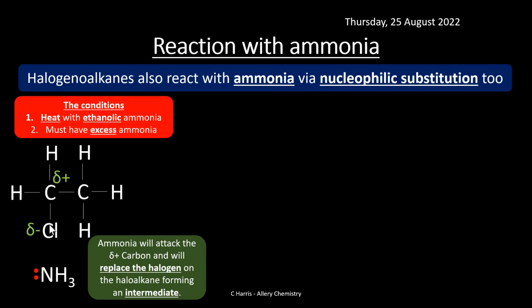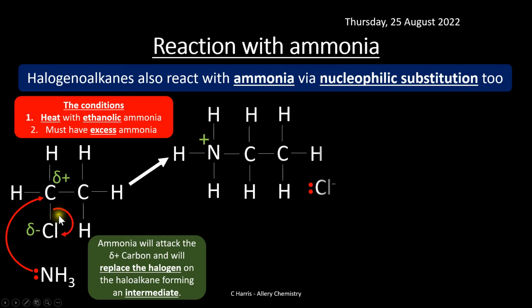This is probably a longer mechanism than the other ones, but the principle's the same. So you've got NH3, that's a nucleophile, lone pair going in to attack that delta positive. So let's have a look. There's your first step, no difference there. And guess what happens next? That's it, the electrons break from this bond and move on to the chlorine. So you end up with this here.